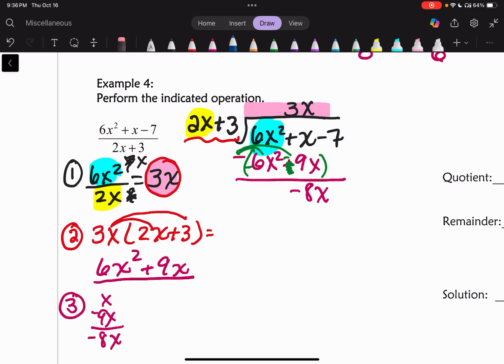So then from there, we're going to move on to the next step. Next step is step 4. That tells us that we need to bring down. So I'm going to bring down this 7 right here. So then step 5 tells us we need to repeat everything over again because we are not quite done yet.